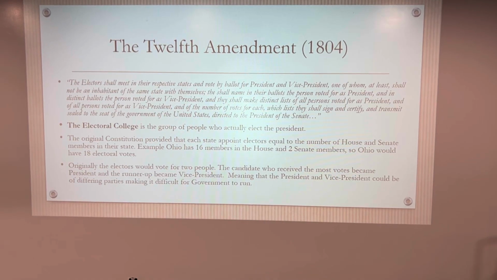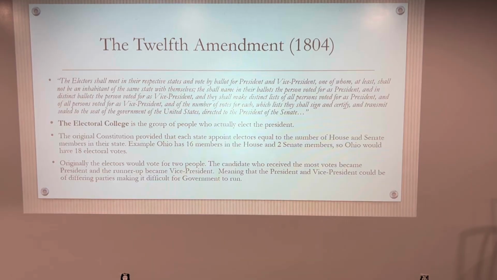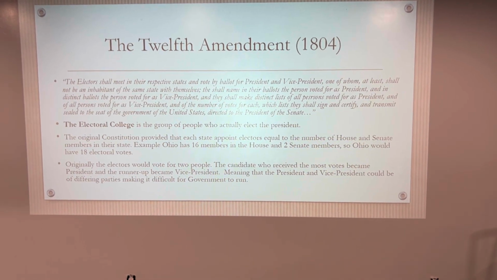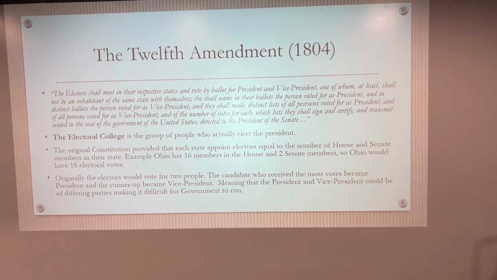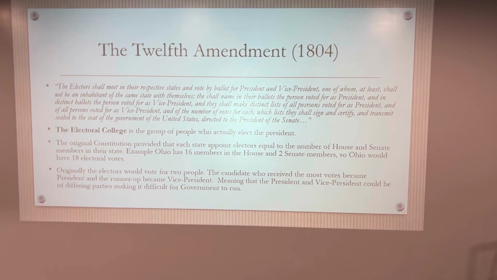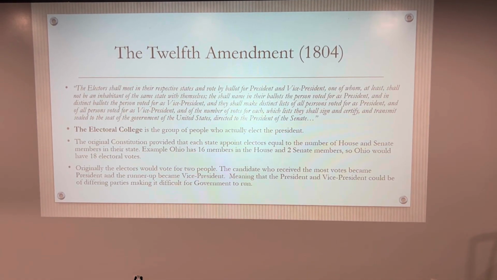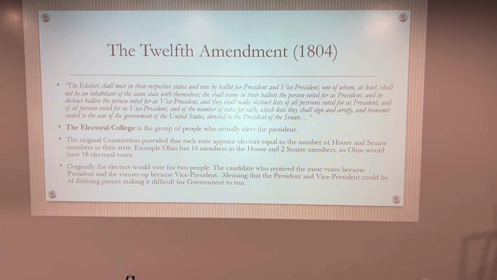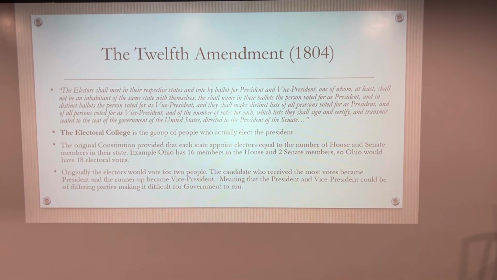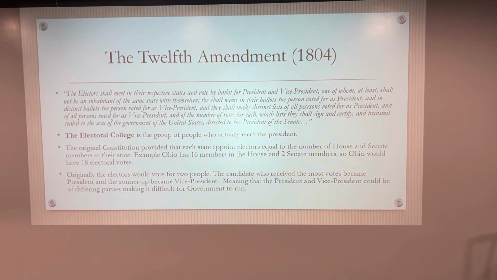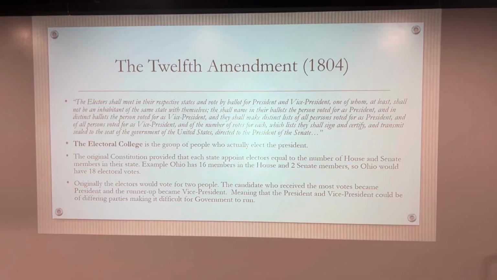The original Constitution provided that each state appoint electors equal to the number of House and Senate members in their state. For example, Ohio has 16 members in the House and 2 Senate members, so Ohio would have 18 electoral votes. Originally, the electors would vote for 2 people. The candidate who received the most votes would become president, and the runner-up, vice president, meaning that the president and vice president could be of differing parties, making it very difficult for government to run.